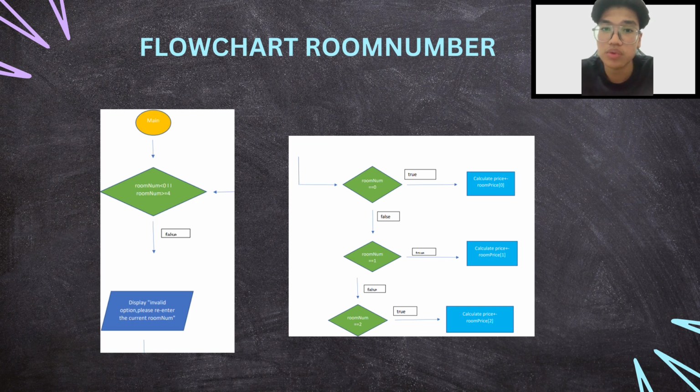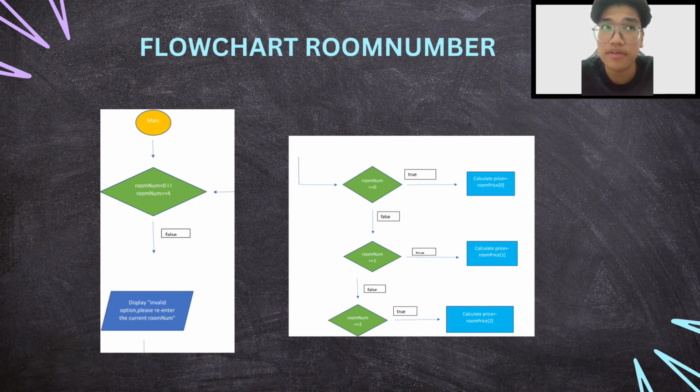So next, for the room number flowchart, first main, and then we will run. For our C++, the room number is less than 0, or the room number is greater than or equal to 4. Okay, so if the statement is true, the program will display invalid option. Please re-enter the correct room number. Okay, and insert room number again, and it will run again to the room number.